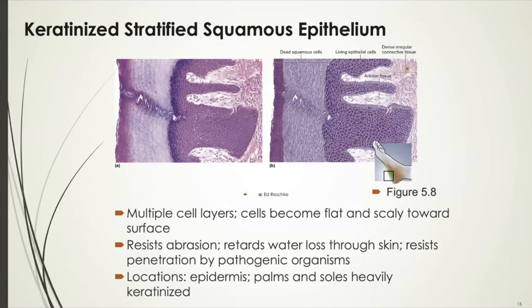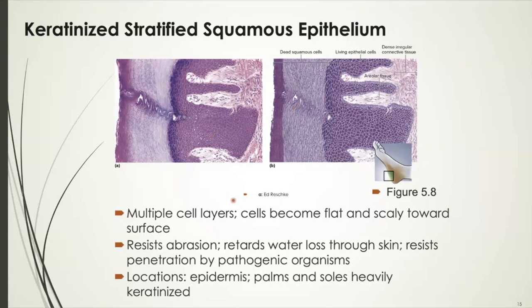As you can see here on the other side, adjacent to the basement membrane, you have dense irregular connective tissue. We're going to go ahead and cover that a little bit later. And this is areolar tissue in this section here, but we're going to go into the connective tissues in the next video. So anyway, this is just to show you what that looks like with the stratification.